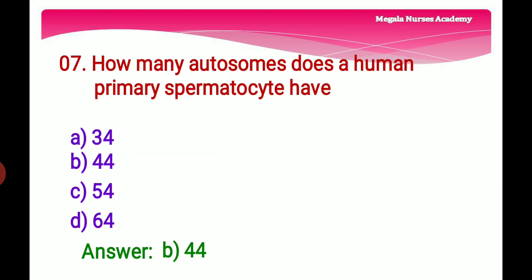Seventh question, how many autosomes does a human primary spermatocyte have? Option A, 34. Option B, 44. Option C, 54. Option D, 64. The right answer is option B, 44, because the number of autosomes in a human primary spermatocyte is 44. So the right answer is option B, 44.